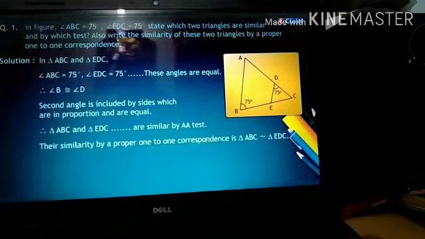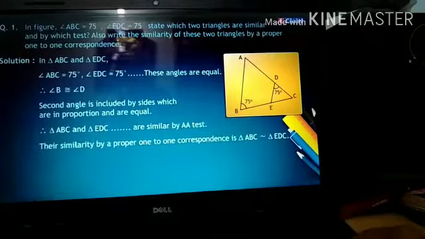Children, you can pause my screen and copy the sum in your notebook.